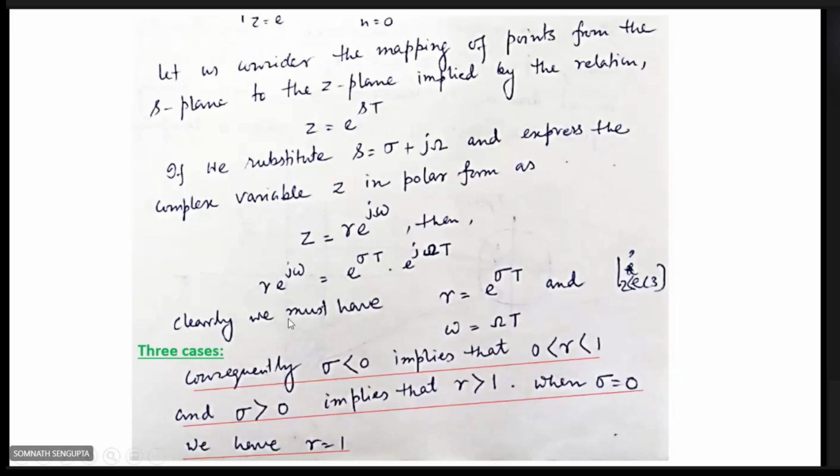And we know that the Z plane is a circle of radius r, where the phase or the vector rotates with speed omega. Omega is the frequency, in radians per second. That is the frequency.